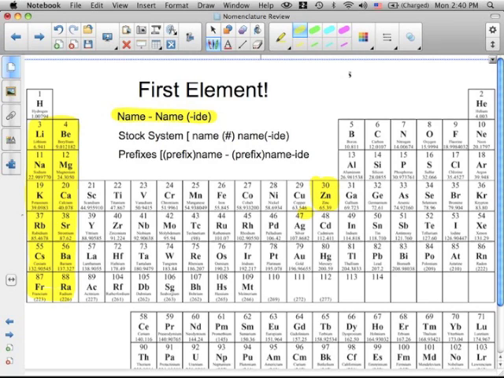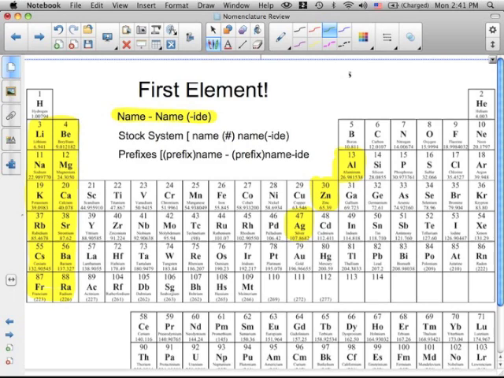Zinc and silver. Aluminum is also not a transition metal, so I like to color that. So, if the first element of your compound is one of these that is highlighted, you will name the compound by simply stating lithium chloride, or strontium bromide, or zinc carbonate, or aluminum oxide. It is just going to be the name of the first element with the name of the second.